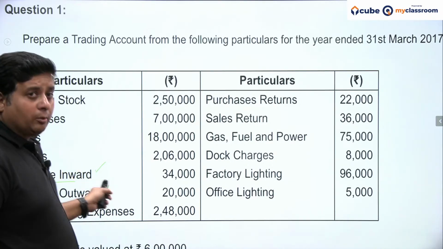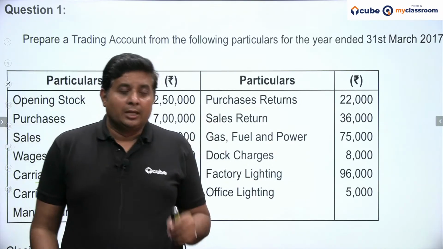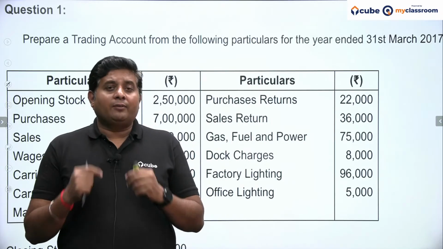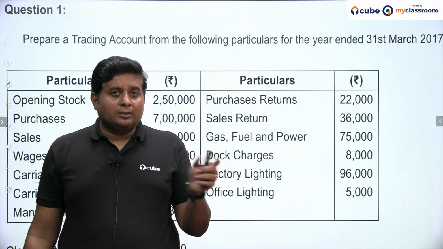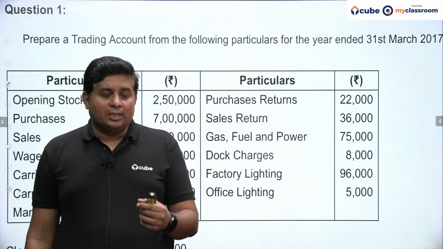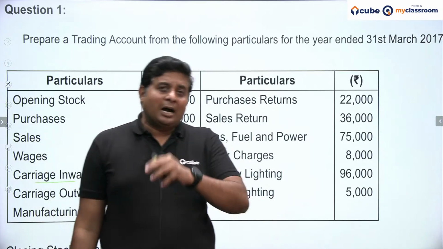Because carriage inward means carriage on purchases. While procuring the raw material, whatever extra amount you paid on account of the transportation, that is called carriage inward. But carriage outward means after sales.